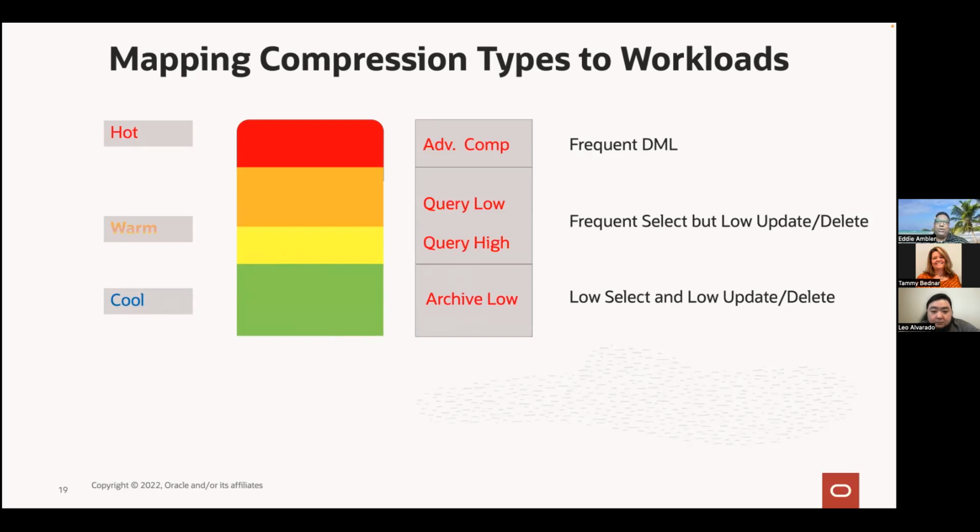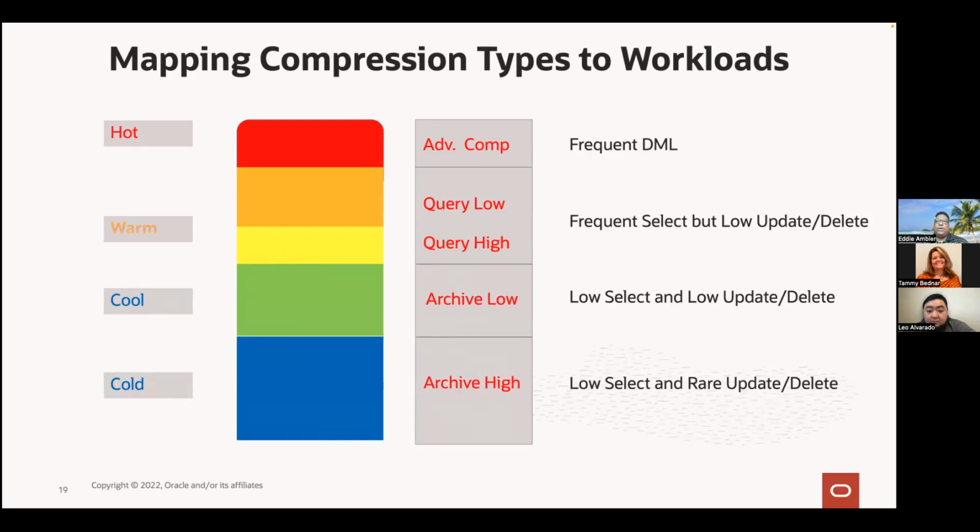If your data is considered cool, we would use HCC archive low. This is for data that has low select, low update and delete as its profile. And if the data is considered cold, this is where we would use HCC archive high as the compression level. This is targeted for data sets that are infrequently accessed and have rare updates and deletes.